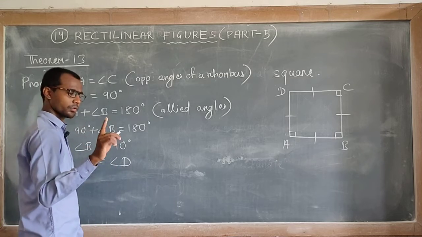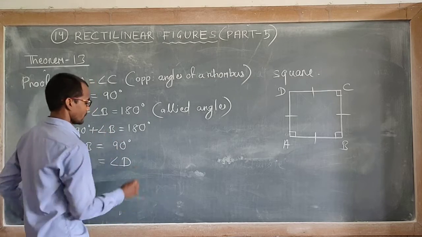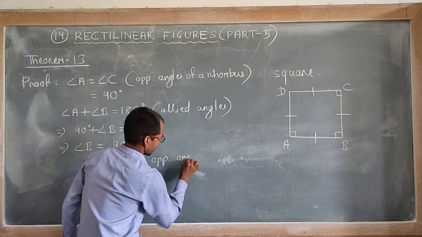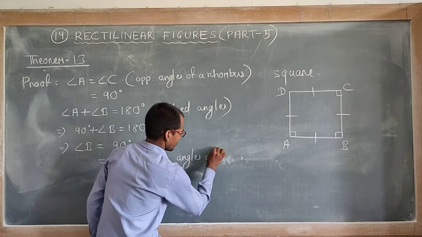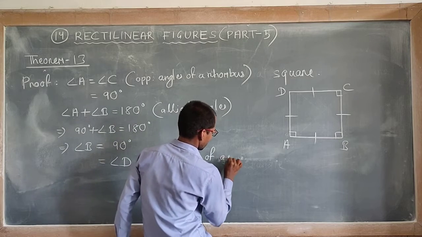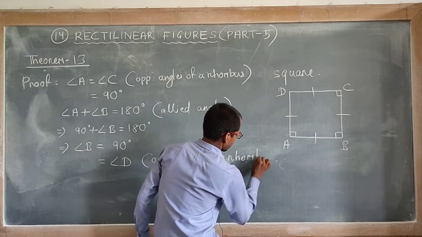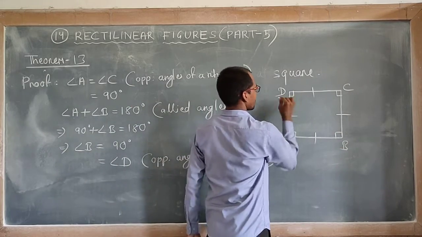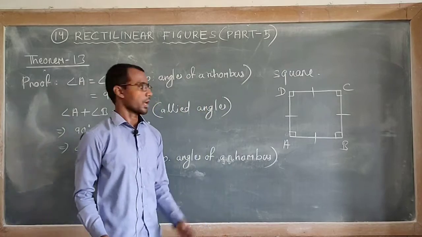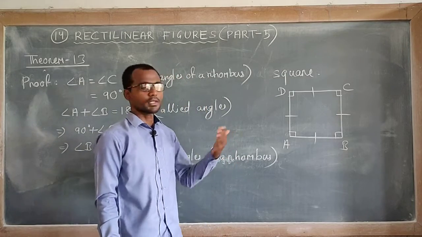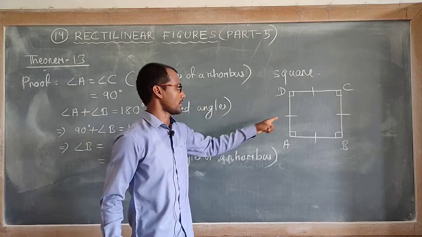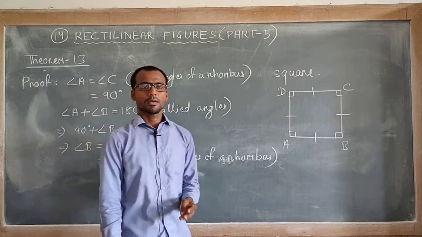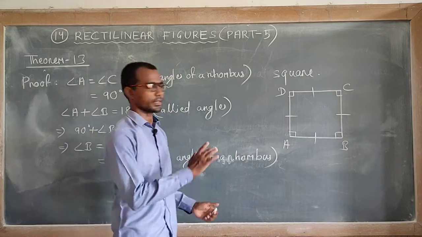Opposite angles of a rhombus are equal. So if this is 90, this is also 90. Now what we get? Already it is a rhombus, means all the sides are equal as you can see, plus each angle is 90 degree. So it is a square. Okay, hence it is a square.